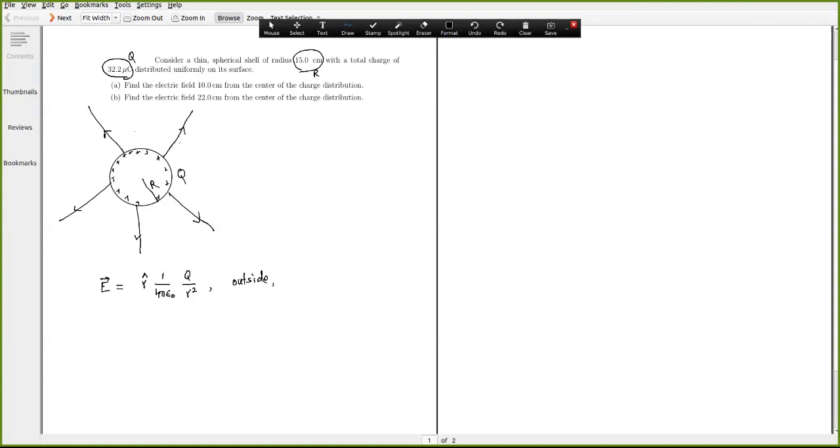If it was a solid sphere, then inside the electric field linearly increases, reaches the max, and then dies down as 1 over r squared. But for the shell, if I were to have a Gaussian sphere enclosed inside the sphere, there is no charge inside, so the field will be 0 inside.